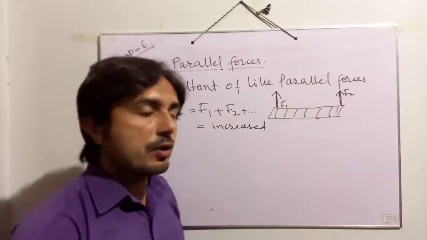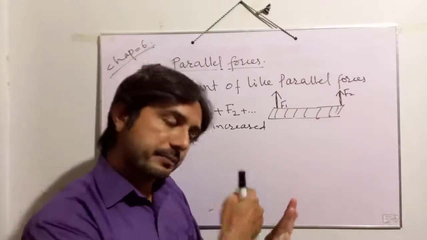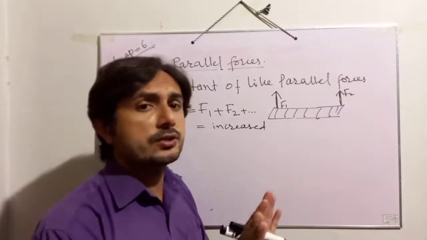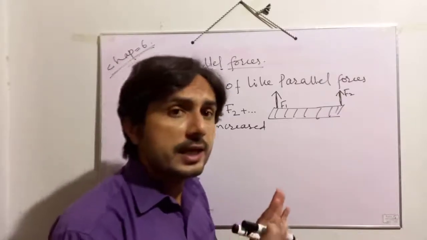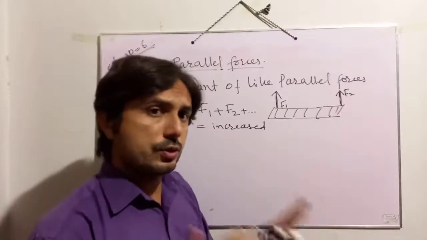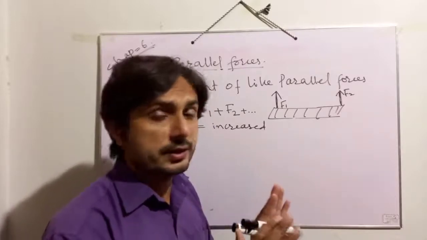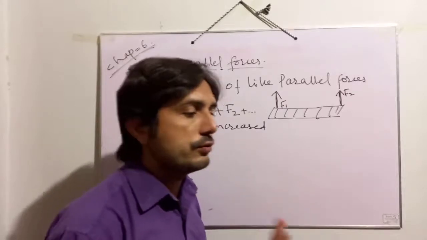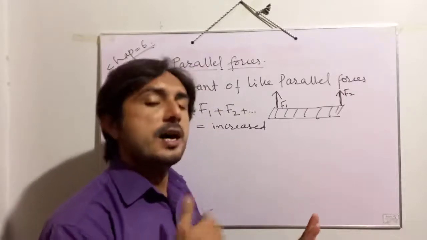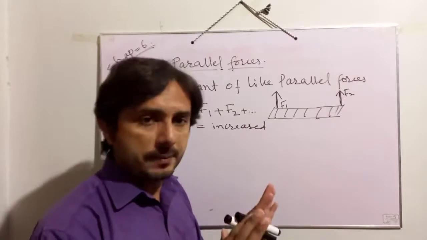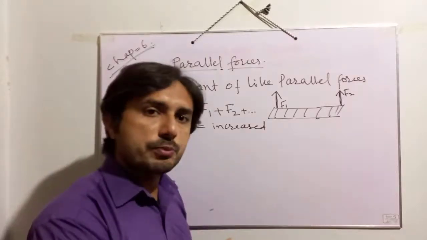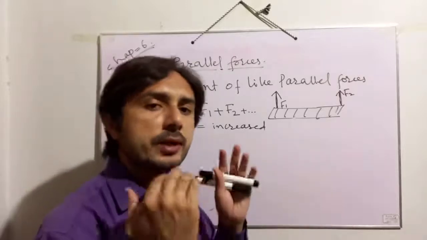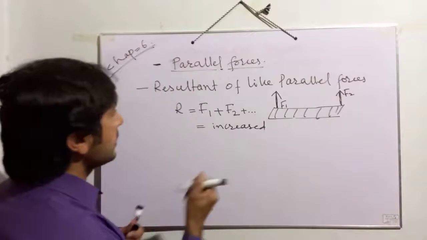I gave you an example of pushing the car with my friend. If me and my friend both are pushing the car from the back side, certainly we are two forces, so the resultant force will be greater and the car will move faster. If I push the car from the back side alone, I will move it slowly. But when my friend joins me and we both are pushing the car in the same direction, certainly the resultant will be greater. Now let's talk about the unlike parallel forces.